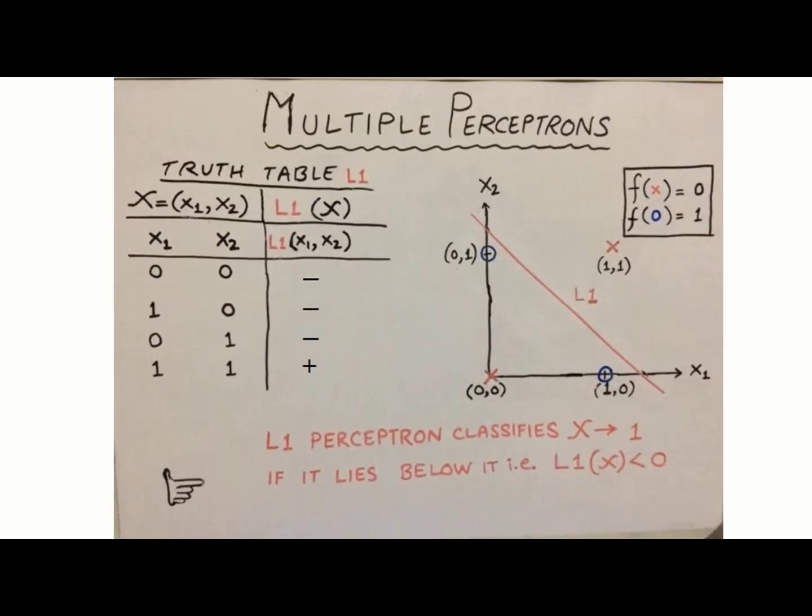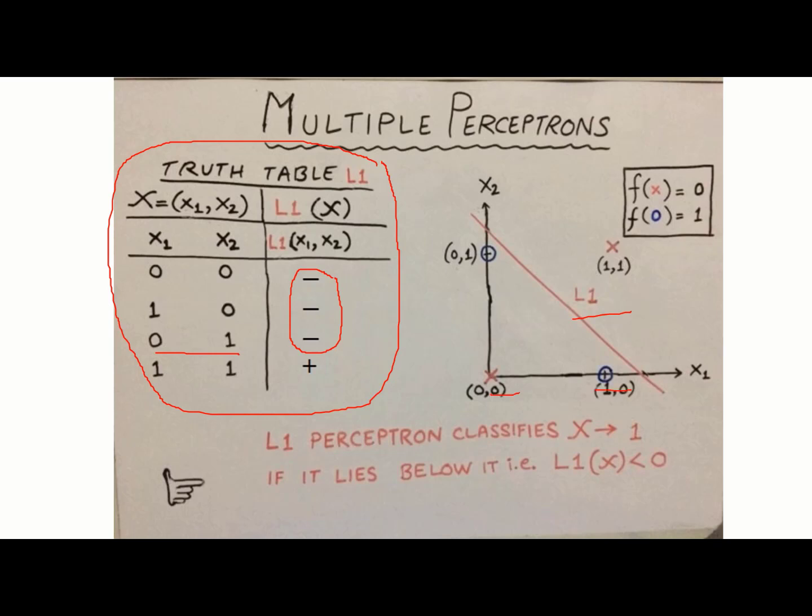Repeat this for the other perceptron L1. And if you develop the truth table like we did before, in this case there are 3 data points which are going to lie below L1: 0, 0, 1, 0 and 0, 1. And there's only one data point that lies above L1. So that is going to give us some positive number.